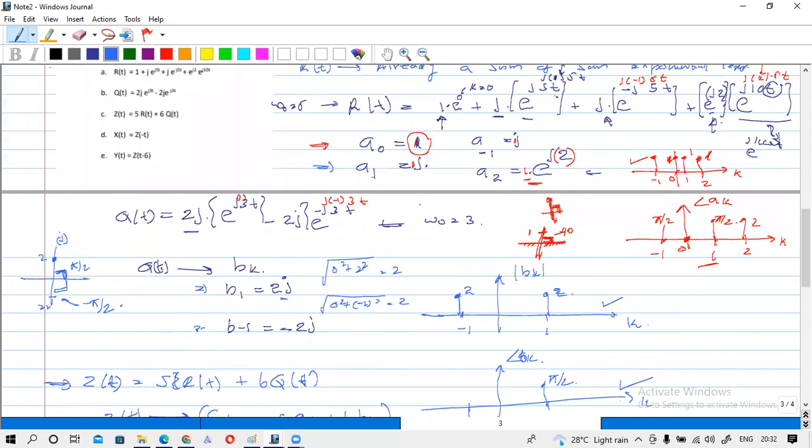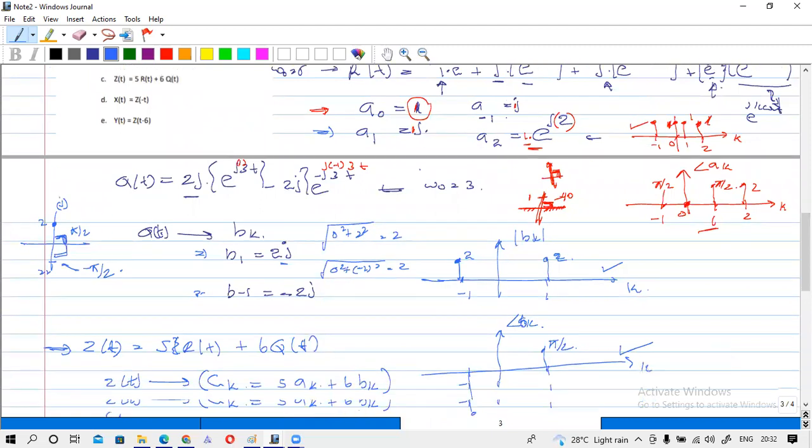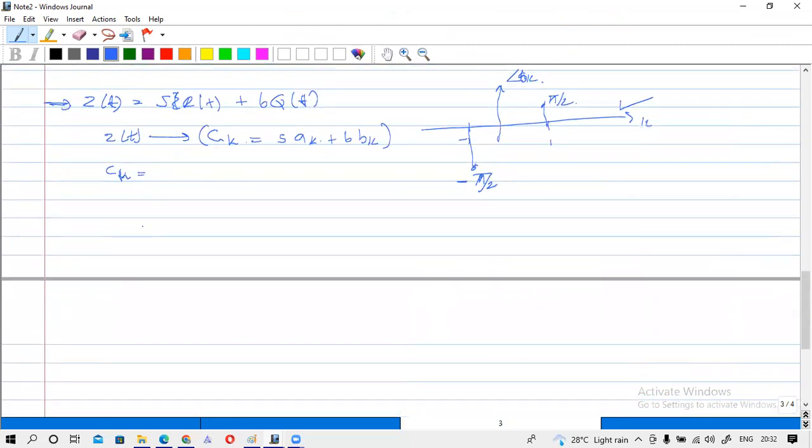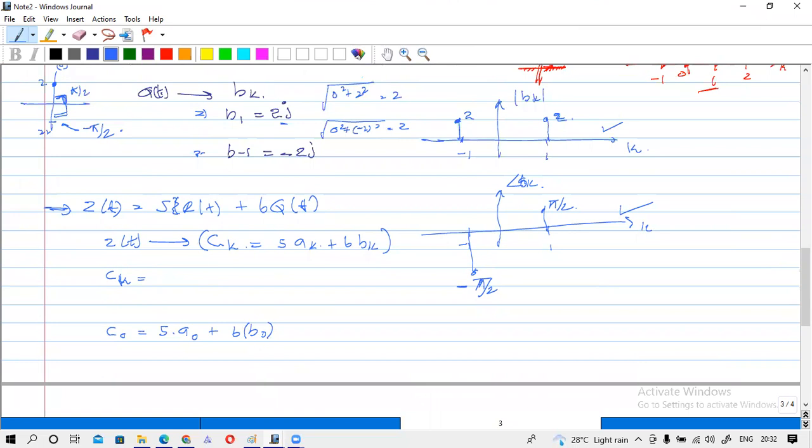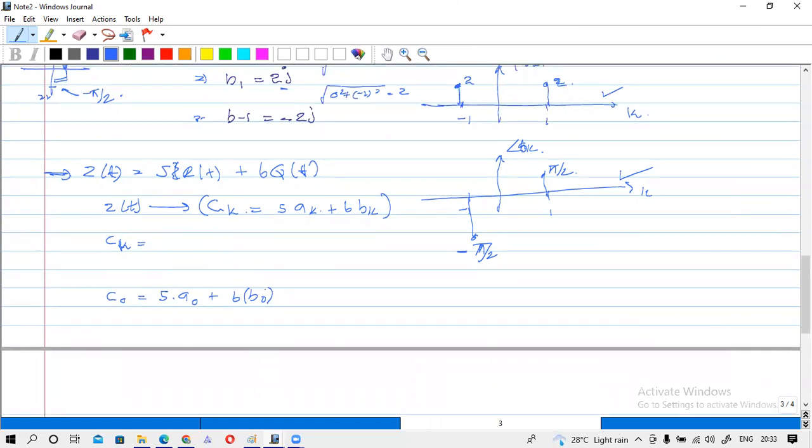So we will start from a0. Okay, so we have a0. So the c0 also should be there. c0 is equal to 5 a0 plus 6 b0. You can see that there is no value for b0, only we have b1 and b minus 1. So b0 is 0.